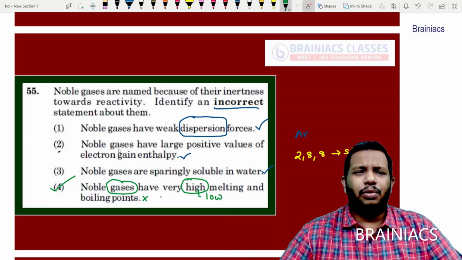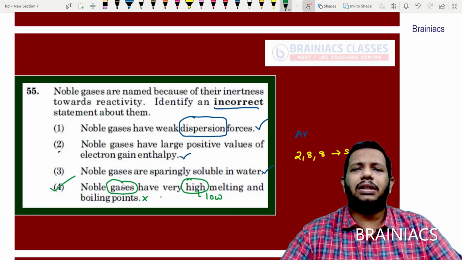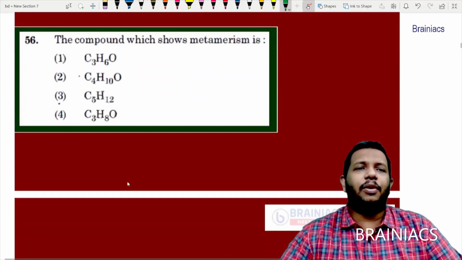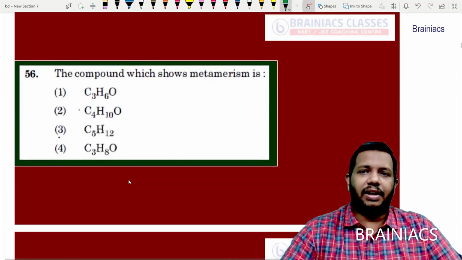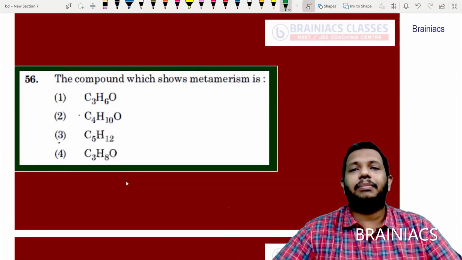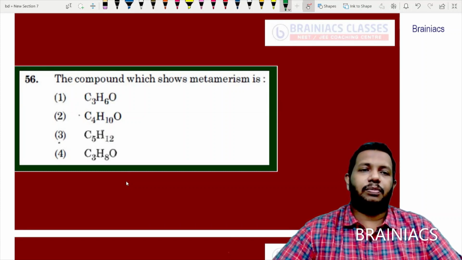So I hope all of you could do this with minimal logic. All these points we have discussed in our theory class. I hope you remember. Okay, let's go to the next question. It's a very good question. The question here is: the compound which shows metamerism is.